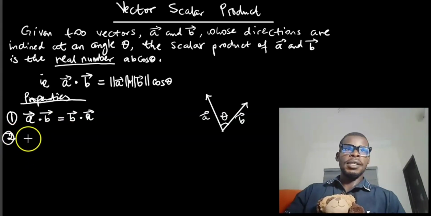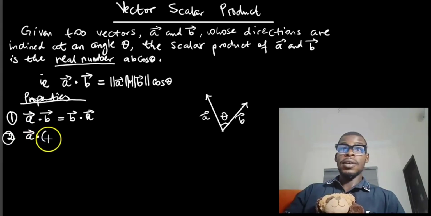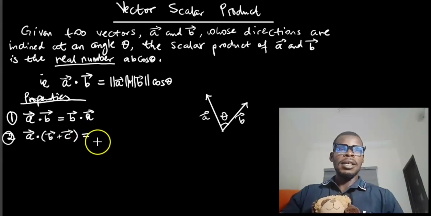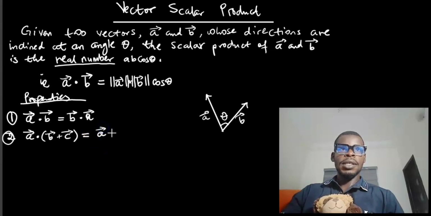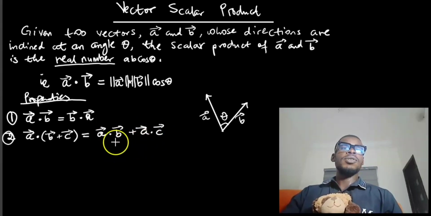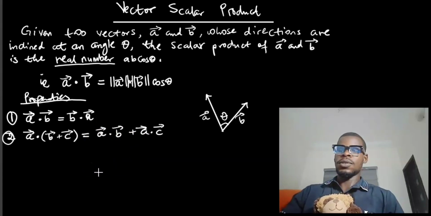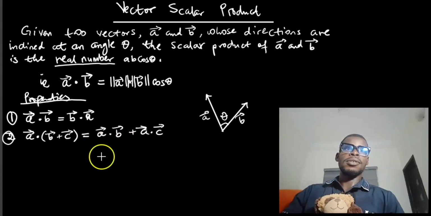The next property is that of distribution, or distributivity. This is what it entails. If we have three vectors A, B, and C, where we have A dot the sum of B and C, and don't get me wrong, these vectors have to be from the same space, then this equals A dot B plus A dot C, just distribution. If you want to make sense of this, the proof is in one of the coming videos in this series, so you can check that out.